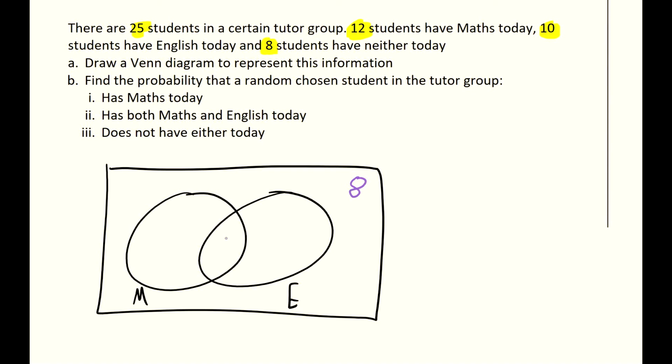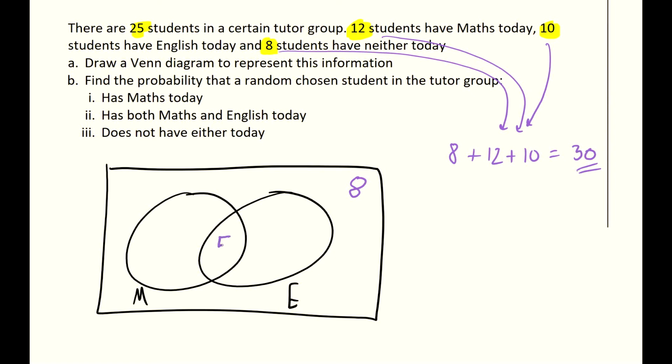So let's see if we can work out what's going on here and which numbers go where. The best way to do this is to add together all the numbers we've got. We've got 8 plus 12 plus 10. That gives us a total of 30. However, we know there are only 25 students. That means we have 5 extra students. These 5 students must have been counted twice, so therefore the extra 5 must have done both.